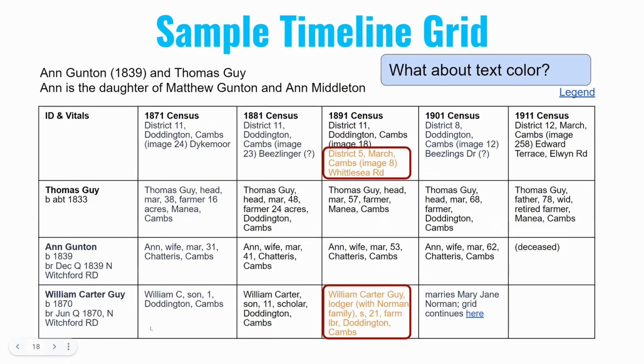What about text color? I bet some people were noticing that too. So when someone is enumerated in the same household, I'll use the same color. But William here has not moved out of the home. Oh, well, no, I shouldn't say that. He did move out of the home, but he hasn't started his own family yet. And so really he's still the son of this mom and dad. And if he weren't off being a farm laborer, he probably would have still been living at home. So I chose to list him still here on this row because he hadn't started his own family yet.